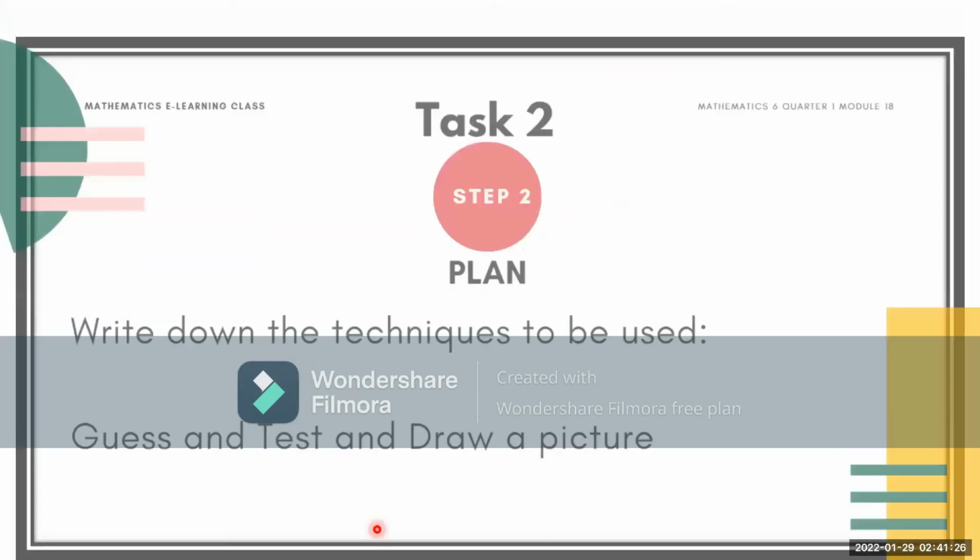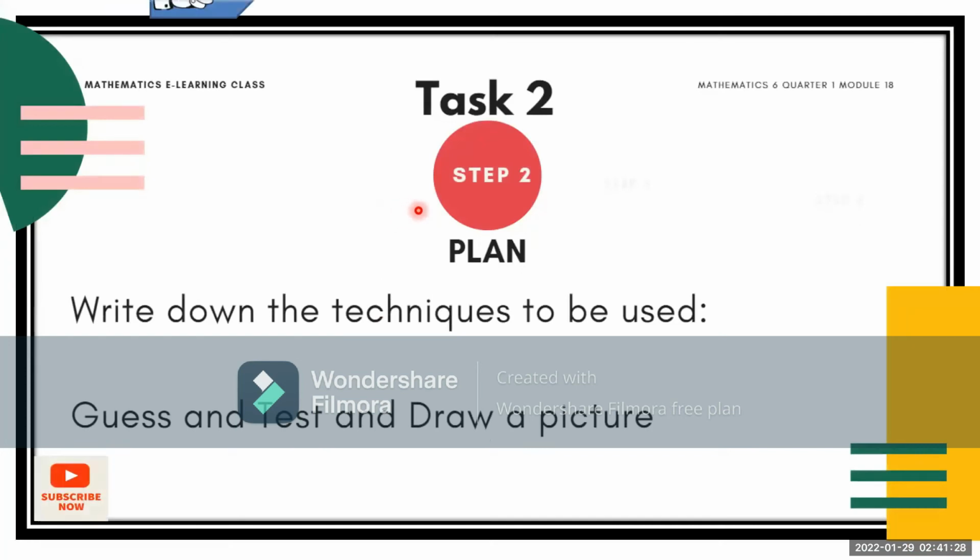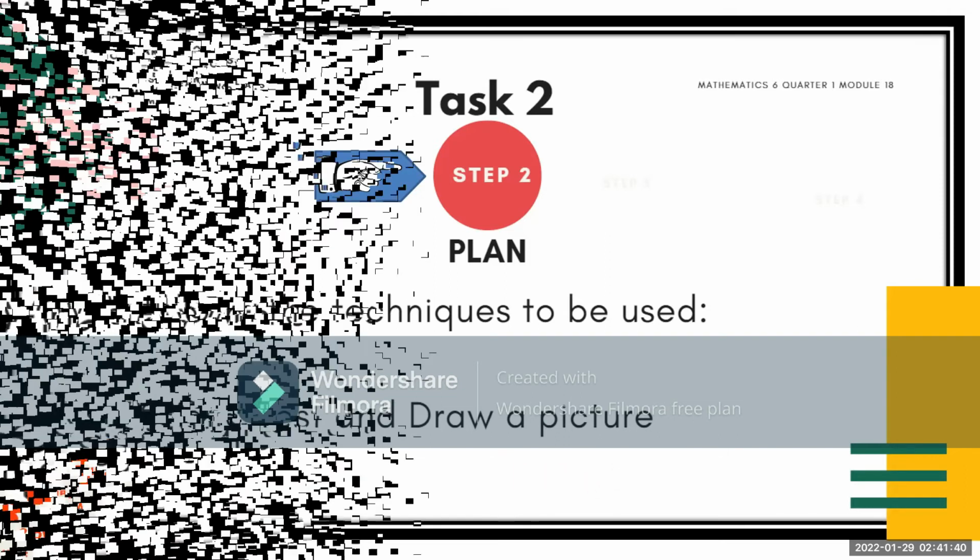Okay, so let's do step 2 of our task number 2, which is to plan, devise a plan. Write down the techniques to be used. So for the technique that we're going to use for this problem is guess and test and draw a picture. So how are we gonna do that?